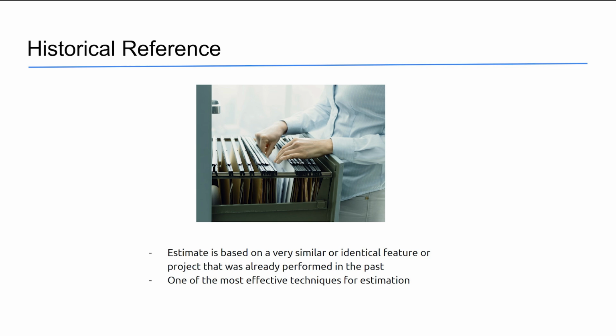Historical reference. This is probably the most accurate and effective technique of estimation. In order to estimate a feature or project, some very similar or identical feature or project that was already performed in the past can be taken as a basis, and the estimate is performed based on its final consumed development time. If the feature or project are similar but not identical, the prorated points can be used to define parts that can differ. More on that in the next point.